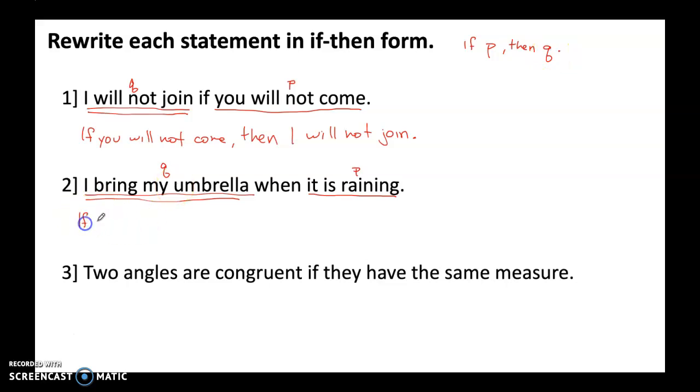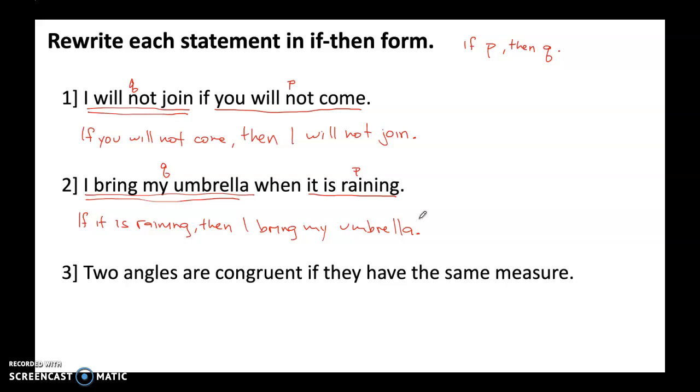So if it is raining, then, comma, then I bring my umbrella, period. So the if-then form of I bring my umbrella when it is raining is if it is raining, then I bring my umbrella. Number 3, two angles are congruent if they have the same measure.